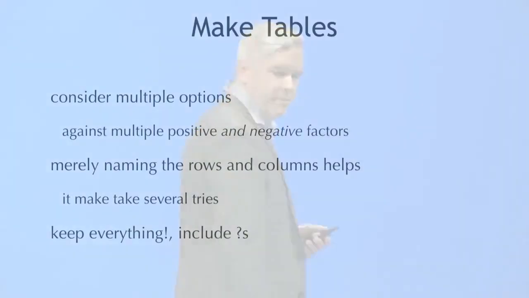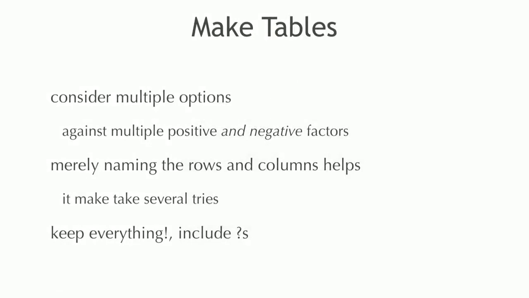There's no way, I don't care how agile and adaptable you are, there's no way that you can outrace a team that's thinking first by building the wrong thing and then using it to figure out that it's the wrong thing and then building something else. So make tables. Consider multiple options.